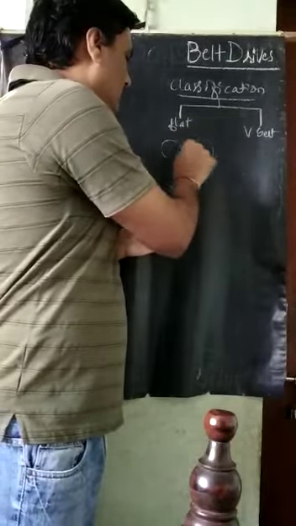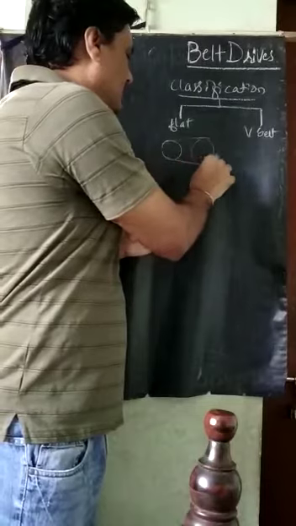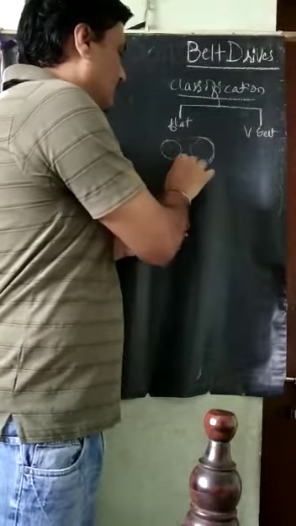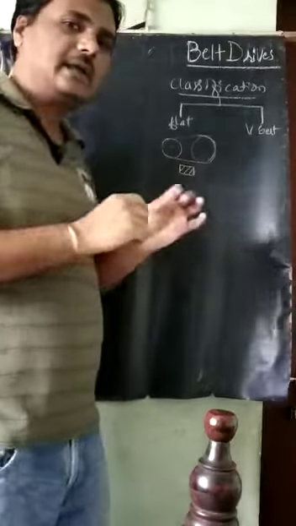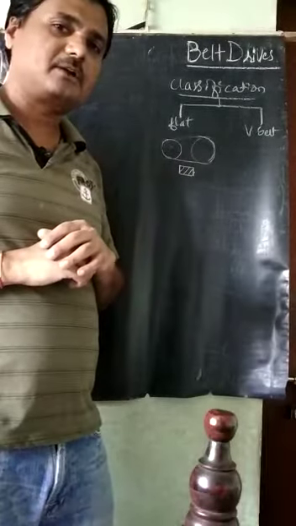Flat pulleys are there, one pulley like this. This is the belt, and it is connected to these pulleys. The cross section of this one is like this: rectangular is the cross section of the flat belt.